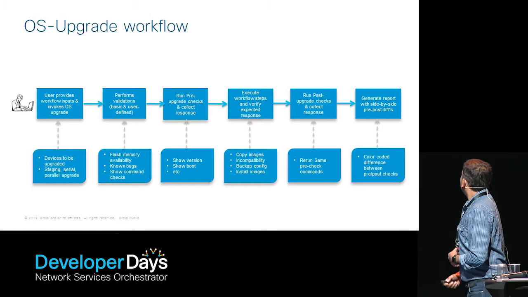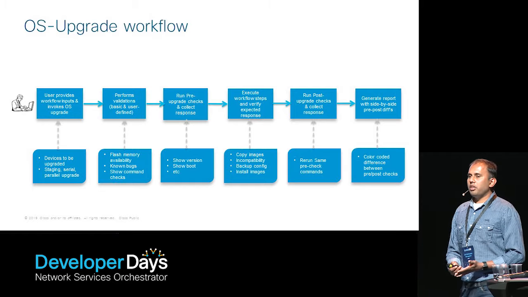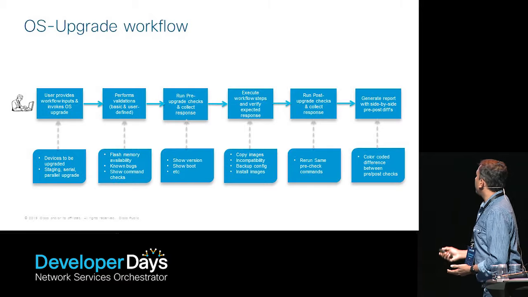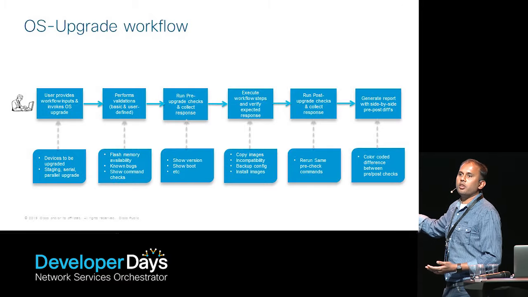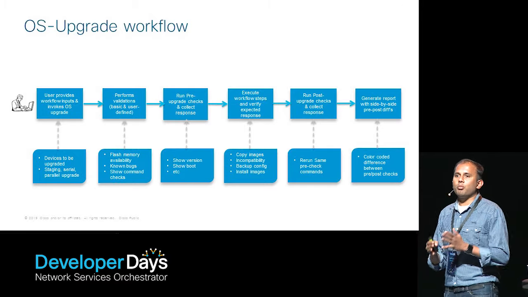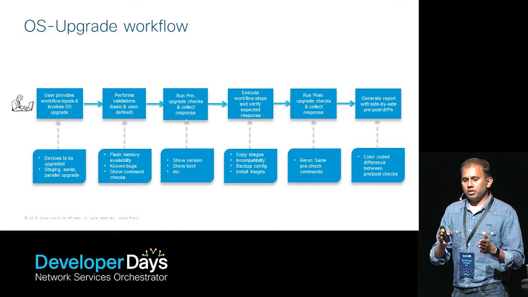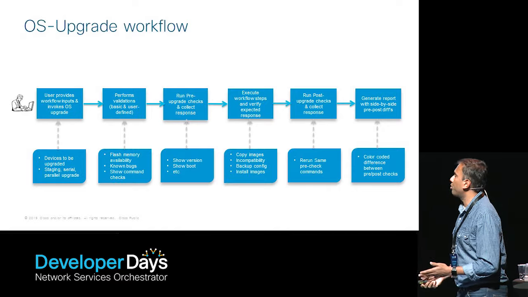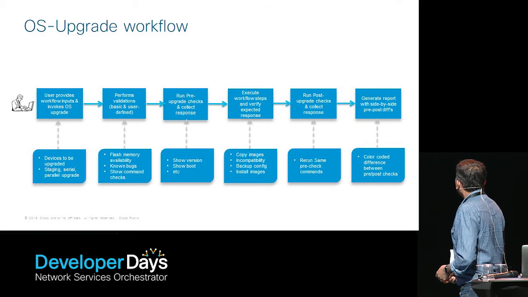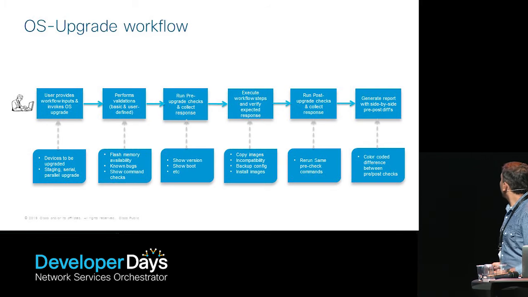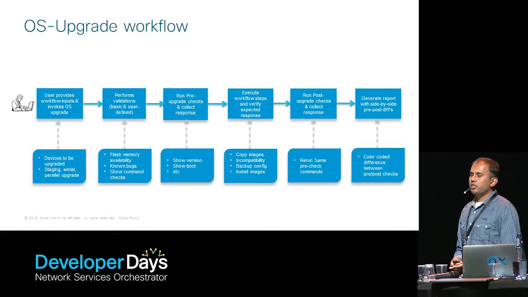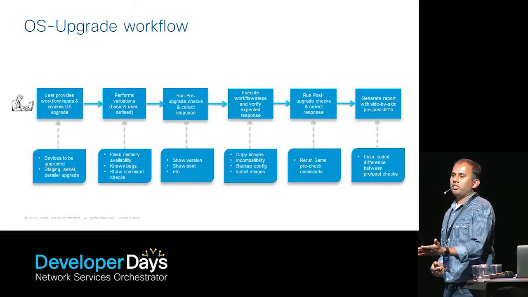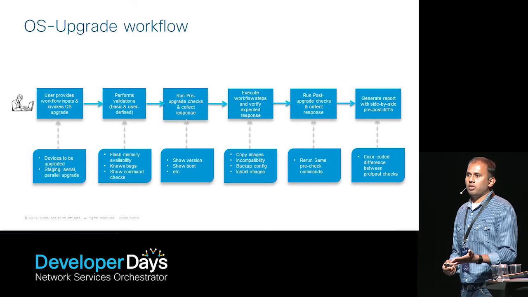Okay. So now, once you perform the upgrade, we then do the post checks, where we basically run the same set of show commands that we ran during the pre-check, so that we could do a final comparison of the pre-check responses versus the post-check responses. And finally, we generate an upgrade report that the user can see.